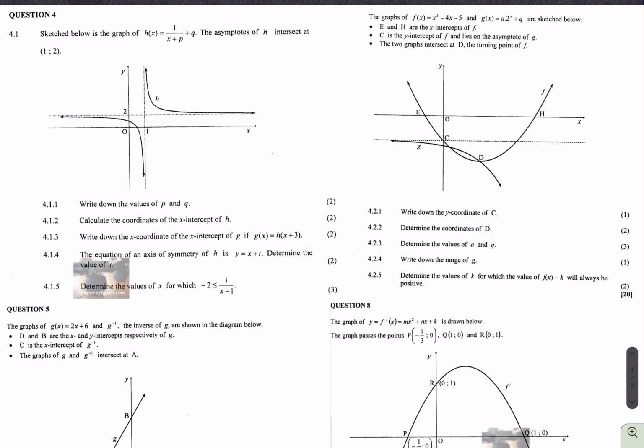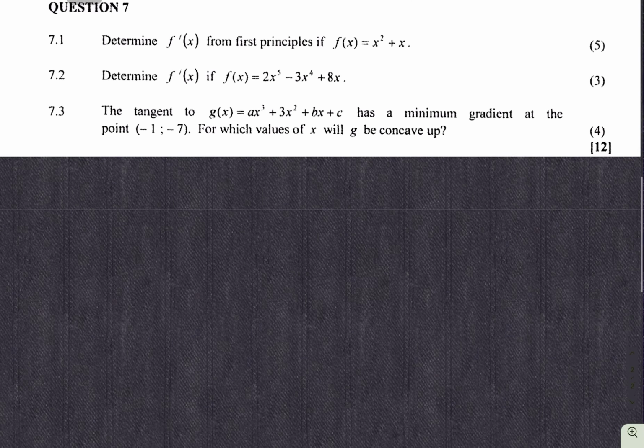Let's check what we are having in question 4. We are saying that sketched below is the graph of h of x, which is given by 1 over x plus p plus q. The asymptotes of h intersect at the point 1 and 2, and that is in the first quadrant. That is the point there, 1 and 2. Well, we say to you that write down the values of P and Q, and we give you 2 marks. Think about it. This graph, it's a hyperbolic graph. So now, before you even attempt it, think about it.